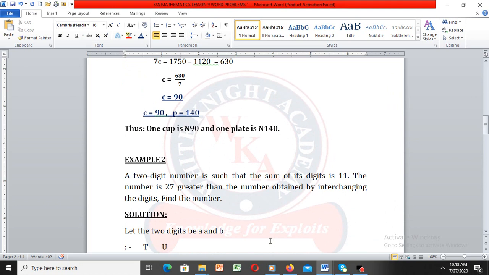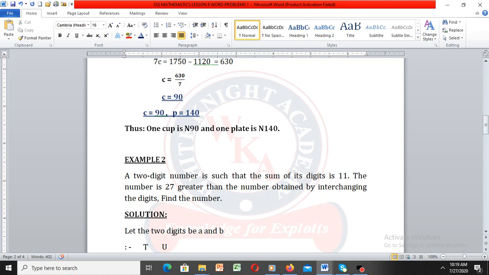The second example here is a bit technical, so you have to follow me carefully. It says a two-digit number is such that the sum of the digits is 11. That number is 27 greater than the number obtained by interchanging the digits. Find the number. We are given a two-digit number. When you add those two digits together, it gives us 11. But when you interchange the digits, it is 27 greater.